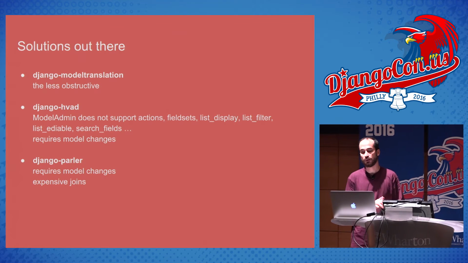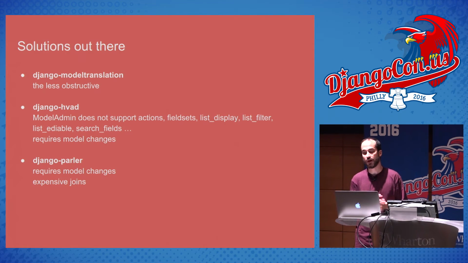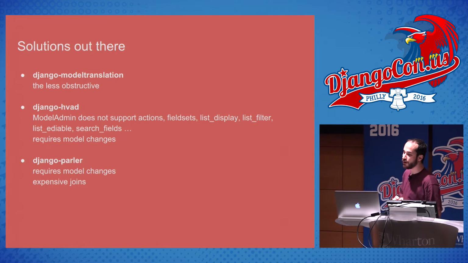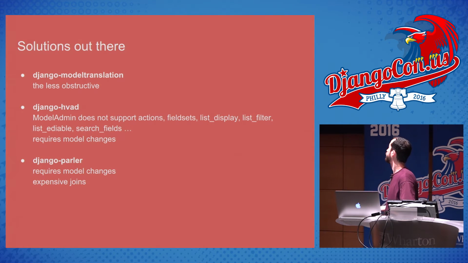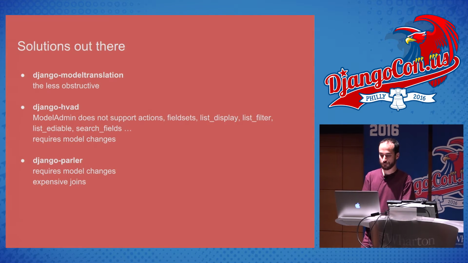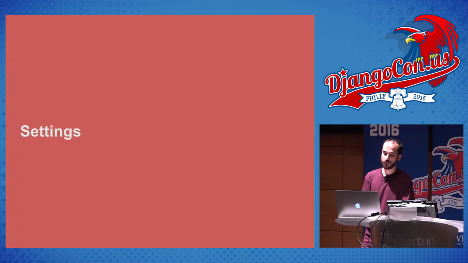And then the last one is Parler, which is very similar to HVAD. It stores all translations in a separate table. That means probably expensive joins again. So again, it depends on your specifications. From my personal experience, I prefer to have them in the same table, so then querysets are much easier and faster. Obviously, you can optimize all of that, but again, think about scalability.